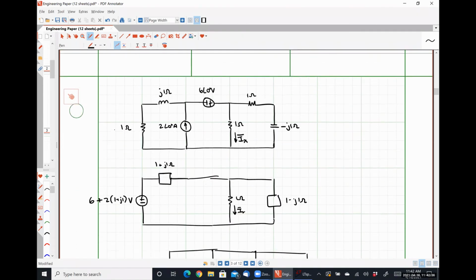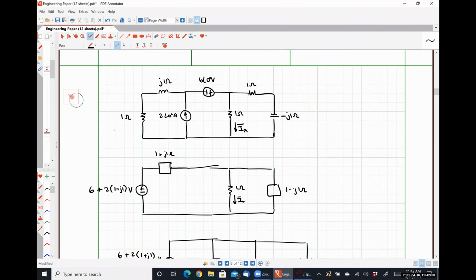Now, the question you might ask yourself is, what would have been shorter, doing something else or doing this? So let's just look at this real quick. I think your first intention was to potentially do superposition here, right?